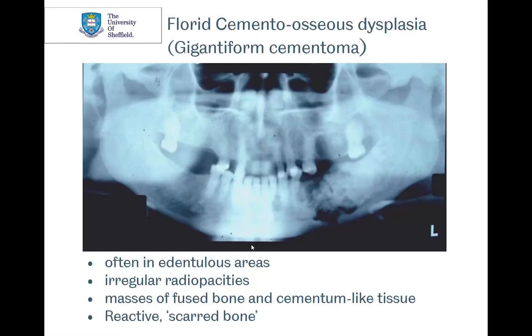Cemento-osseous dysplasia can be spectacular though, and this is a florid form which is affecting quite a large part of the mandible here and has resulted in a pathological fracture. And you get these irregular radiopacities, big masses of rather fused, very poorly formed bone and cementum-like tissue, which can cause particular problems.